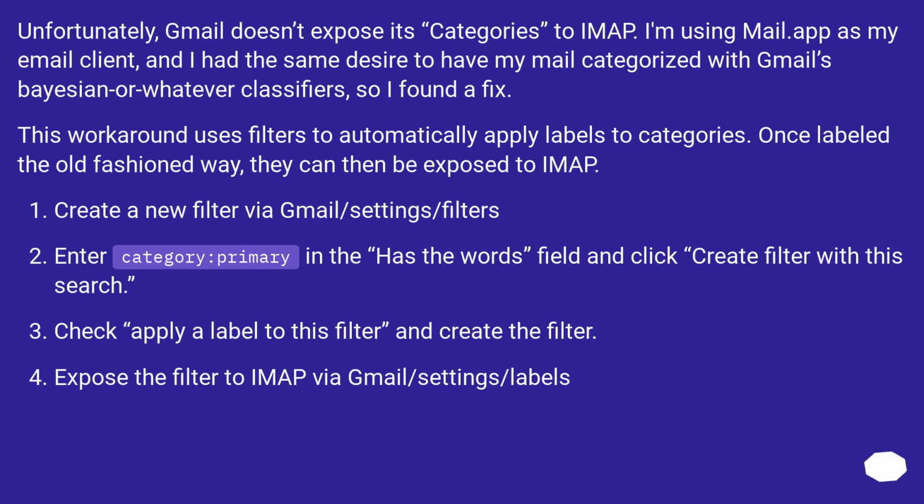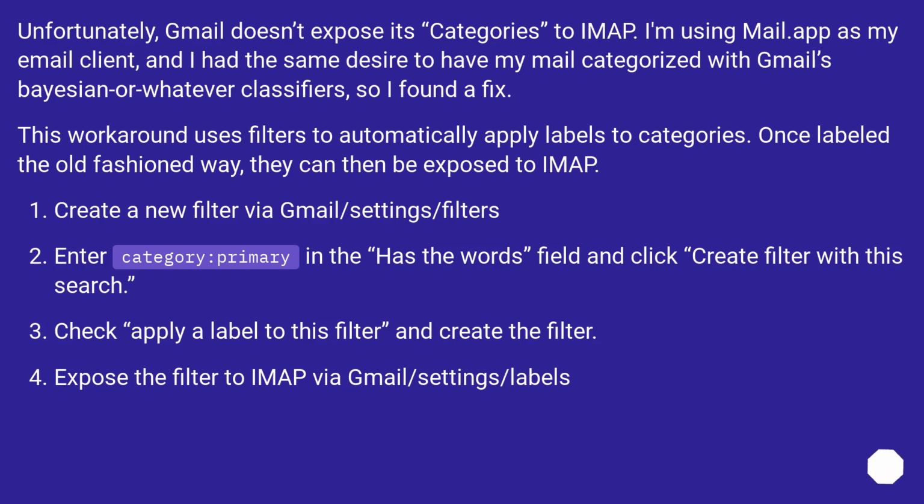Create a new filter via gmail/settings/filters. Enter category:primary in the has the words field and click create filter with this search. Check apply a label to this filter and create the filter.